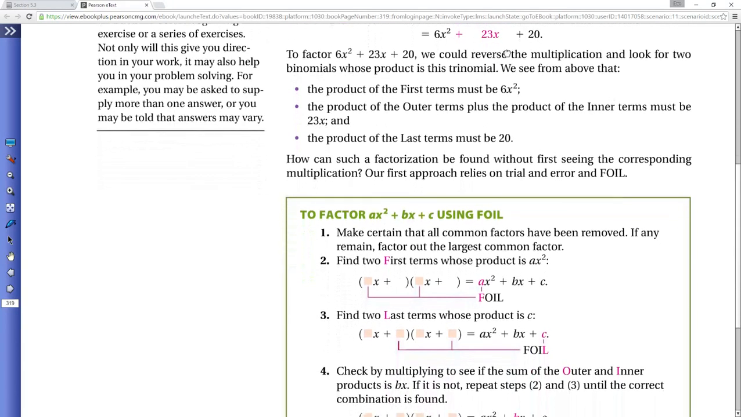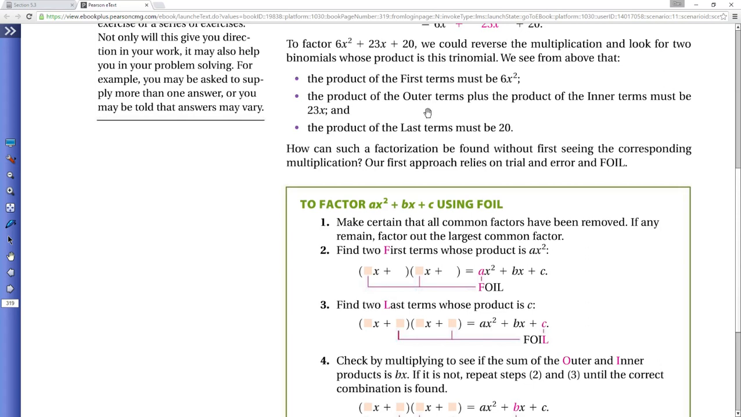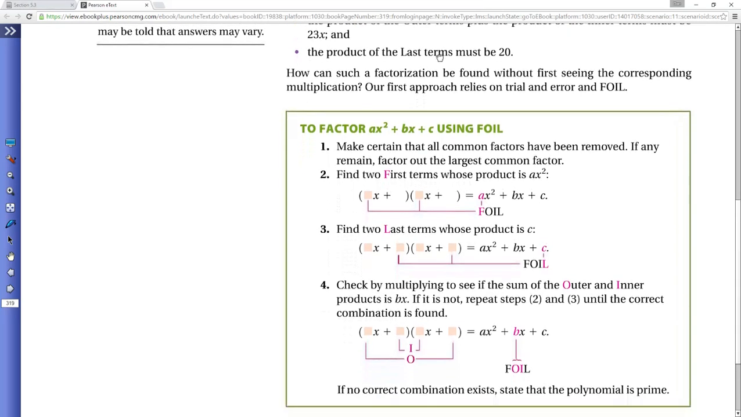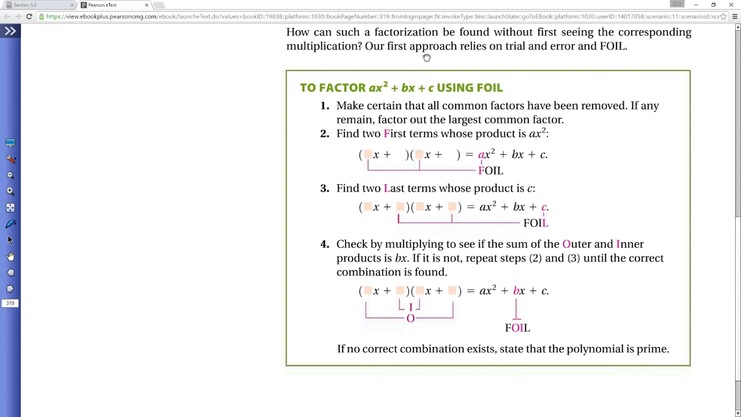Well, when we're looking at anti-FOIL, let's look at that in reverse. To get the first term of 6x squared, I look at factors, or things I can multiply together to get 6x squared. And the product of the outer terms plus the product of the inner terms, and then we have that product of the last terms. In other words, they go through FOIL, right?